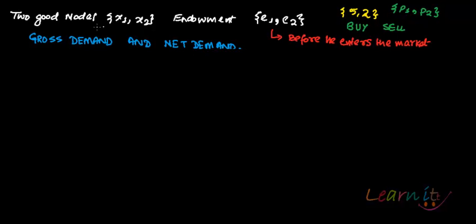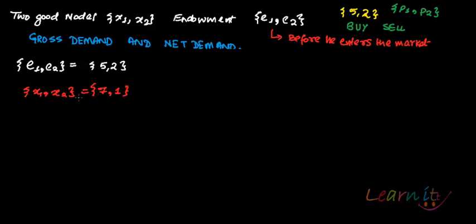So here comes the distinction between gross demand and net demand. What exactly are gross demand and net demand? Say, for example, I start with my endowment E1, E2, and my endowments are 5, 2. So I have 5 units of good 1 and 2 units of good 2, clear. But the point is that I end up consuming, say, 7 units of good 1 and 1 unit of good 2.